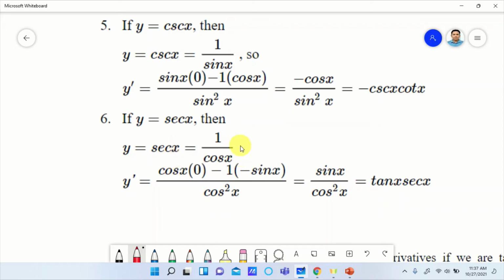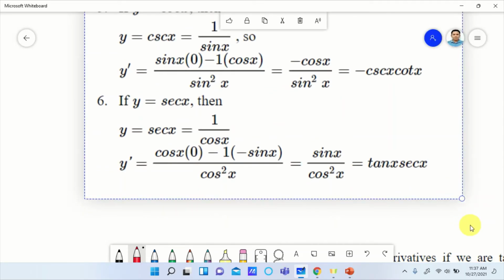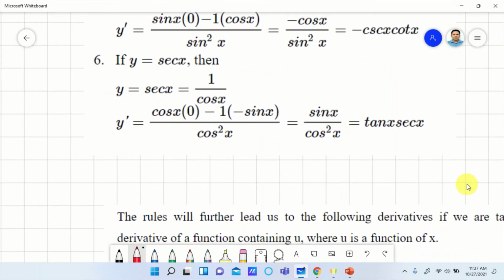Even for the function y equals secant x, you're aware that secant x is equal to 1 over cosine x. If you apply the quotient rule, you have cosine x times the derivative of 1, that is 0, minus 1 times, of course, the derivative of the denominator, which is negative sine x. Simplifying further, you have sine x over cosine squared x. But sine x over cosine x can be expressed as tangent x, and there's a cosine x left in the denominator, which is secant x. So the derivative therefore is tangent x times secant x. That's the derivative of secant x.